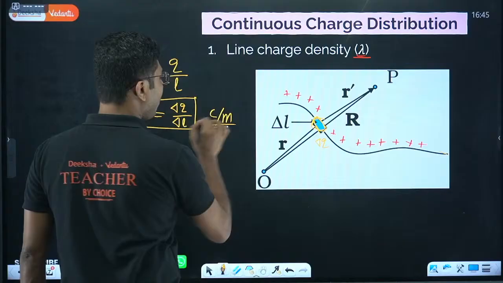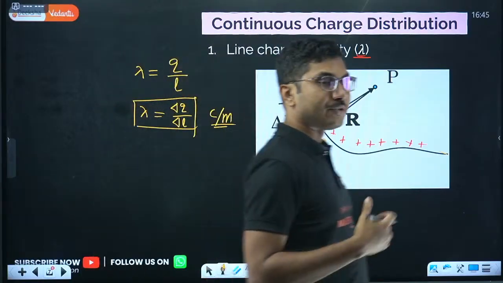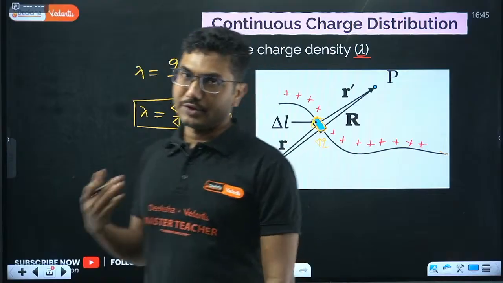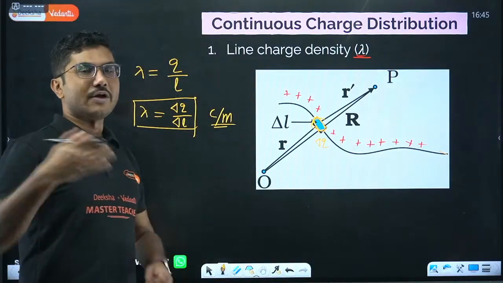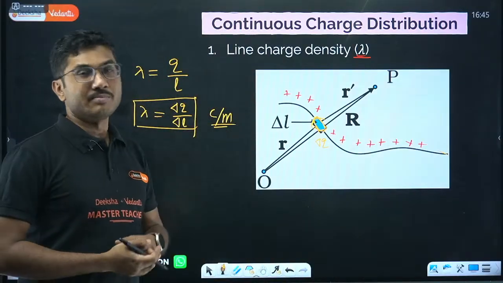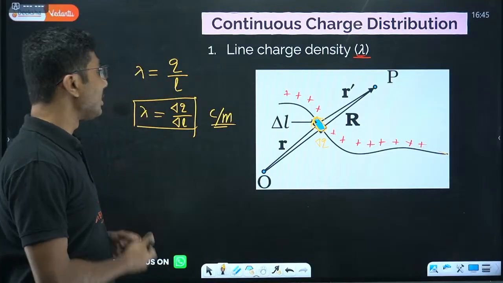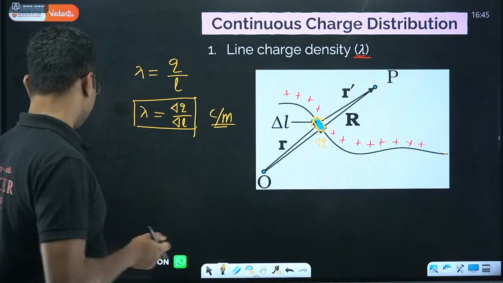This unit is very important for the PU exam. This is a very common MCQ question which comes year after year, maybe in your FA1 or midterm, maybe in your final exam also. Line charge density is coulomb per meter, that is the unit.